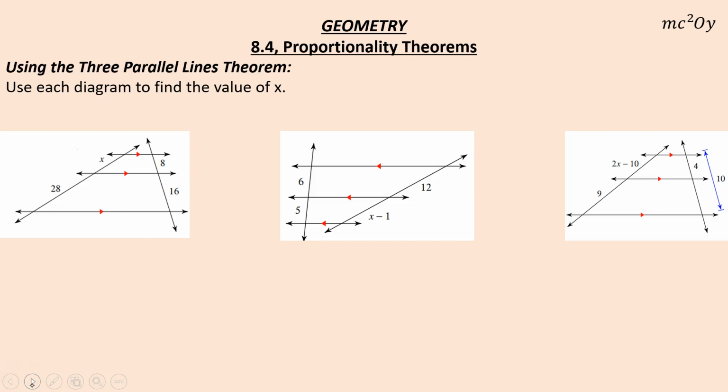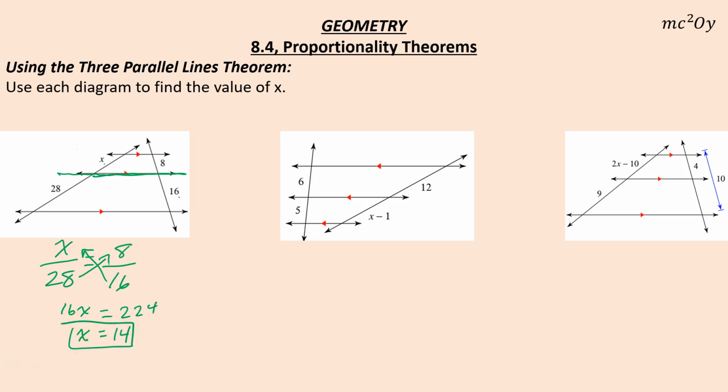So I look at these diagrams. Notice I have three parallel lines. I have them intersecting transversals. So this middle parallel line can become my fraction bar. So I have x over 28 is equal to 8 over 16. That's just cross multiplying. 16x equals 28 times 8. It would be a lot easier if I would have reduced 8/16 first to 1/2, but that's okay. Divide by 16 there, and I get x is 14.